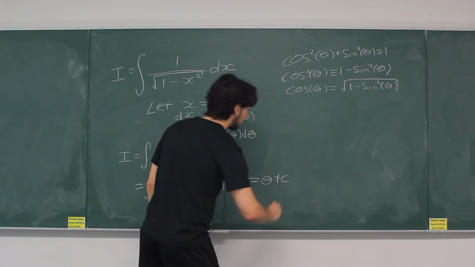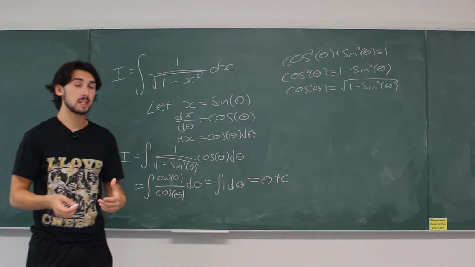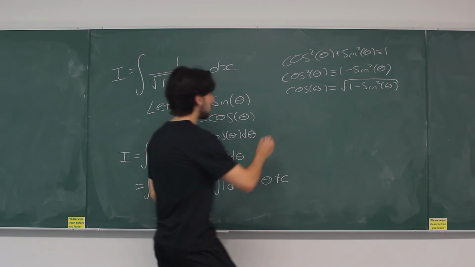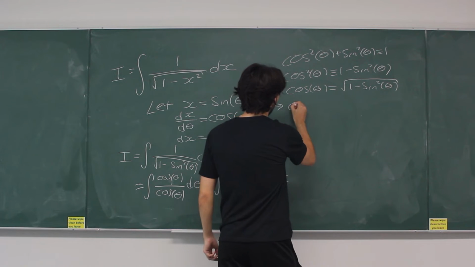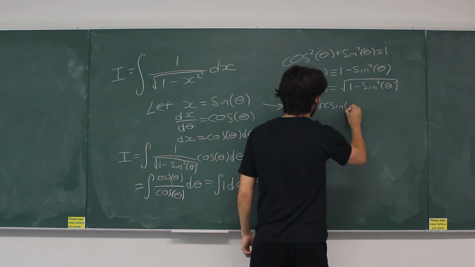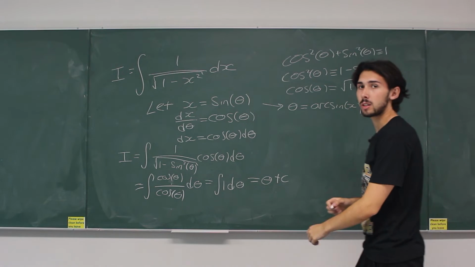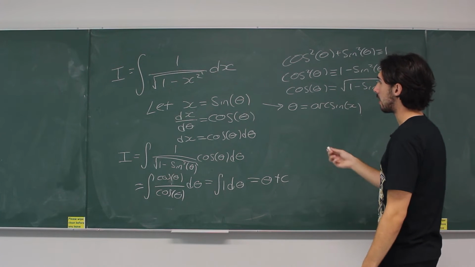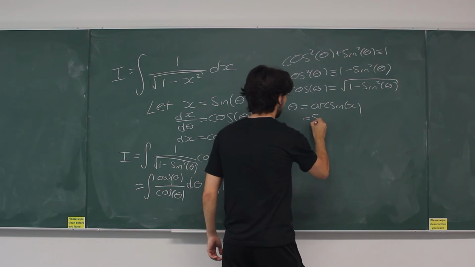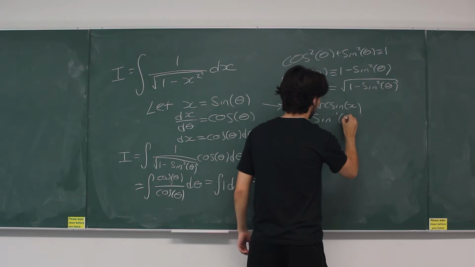We're almost there. The last thing that we need to do is replace theta with what it is in terms of x. Now we said that x was sine theta, so that means that theta on its own is going to be arc sine x, just by rearranging that equation, taking the inverse sine on both sides. Some people prefer, instead of arc sine, to just use sine to the -1, like this.